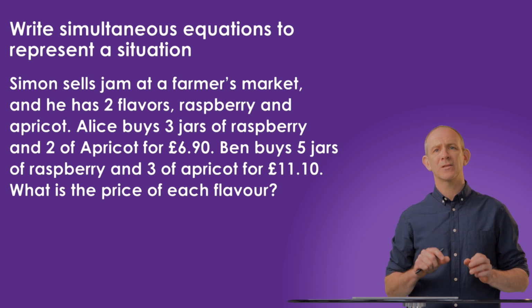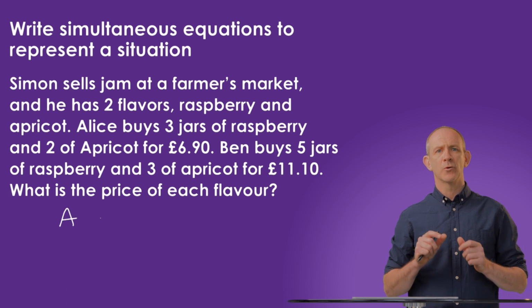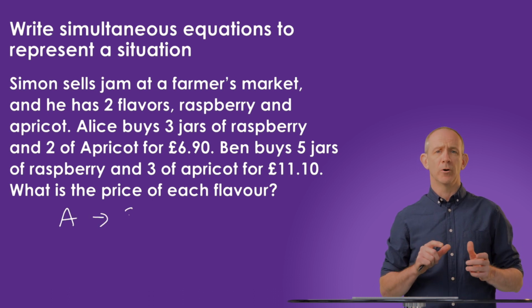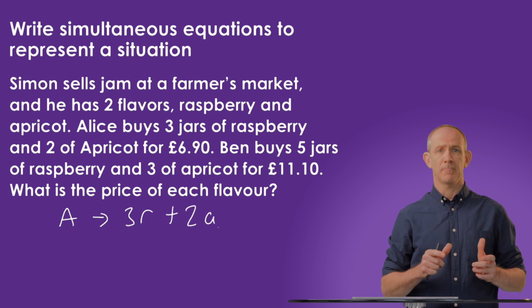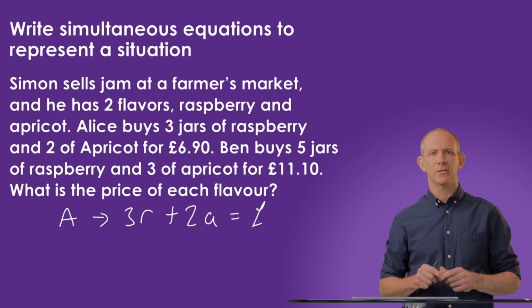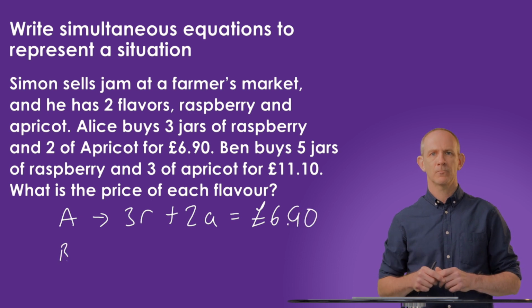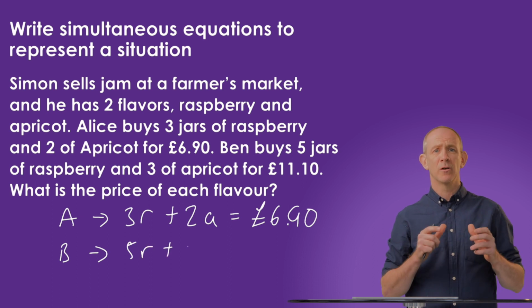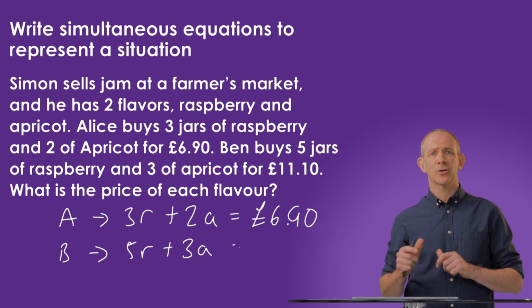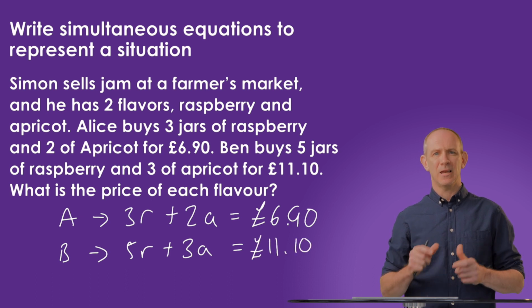Firstly, we'll look at writing this out as an equation. For Alice, we've got 3 jars of raspberry, or 3R, plus 2 jars of apricot, or 2A. And we know that this equals £6.90. We can write that as this equation. We can do the same with Ben, who has 5 jars of raspberry, or 5R, and 3 jars of apricot, or 3A. And when added together, this makes £11.10.